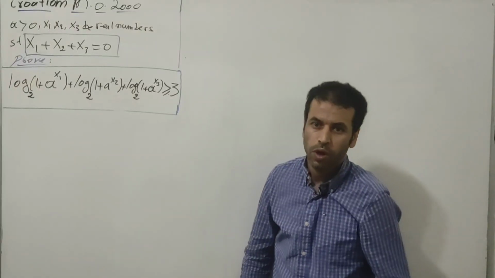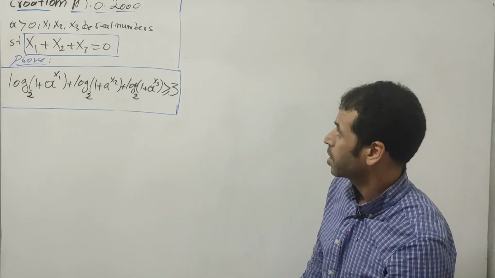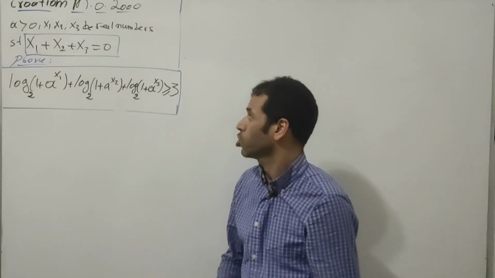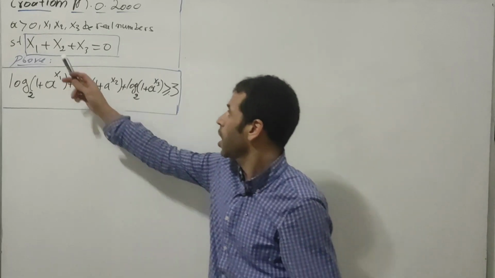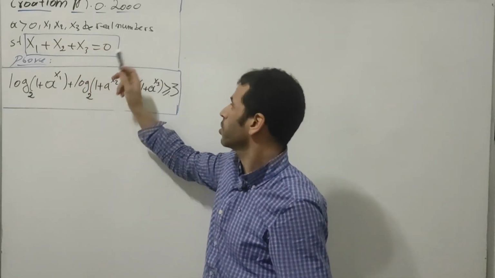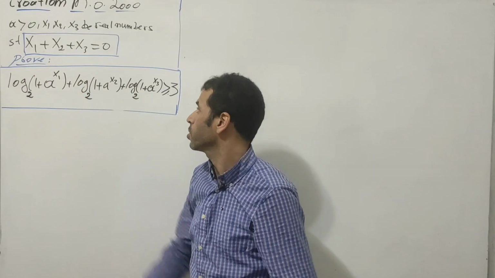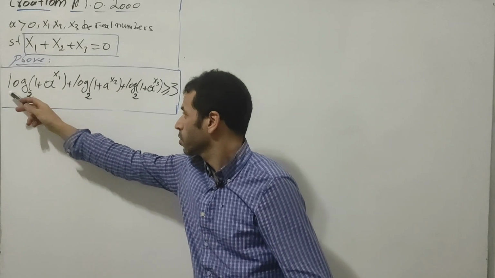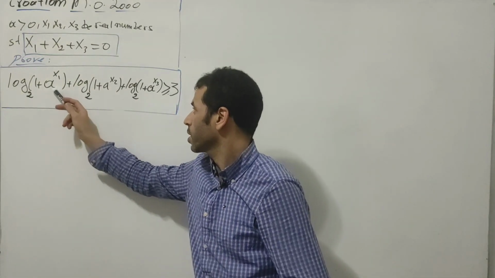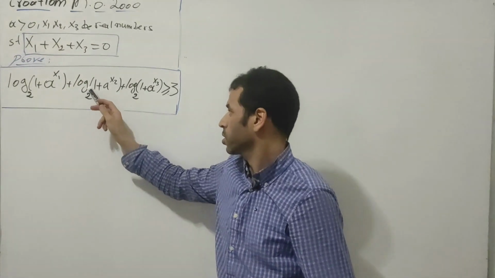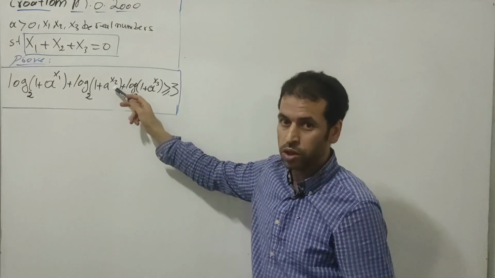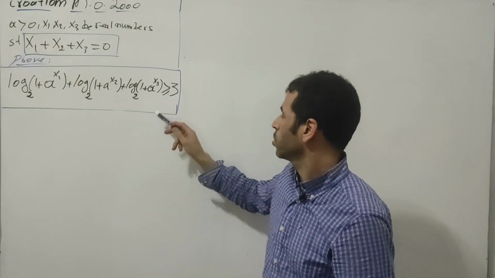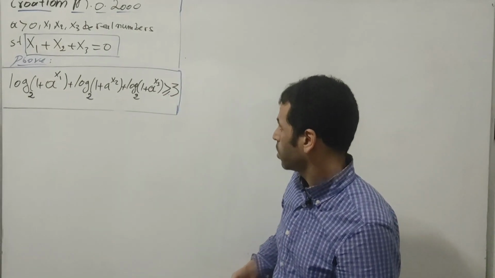Today's video I would like to introduce you a very nice problem of Croatian Mathematical Olympiad edition 2000. Here is the following information. We have a strictly superior than 0. Let x1 through x3 be real numbers such that the sum of these numbers equals 0. Our goal is to prove this sum: log base 2 of (1 plus a to the x1) plus log base 2 of (1 plus a to the x2) plus log base 2 of (1 plus a to the x3) is superior or equal to 3.